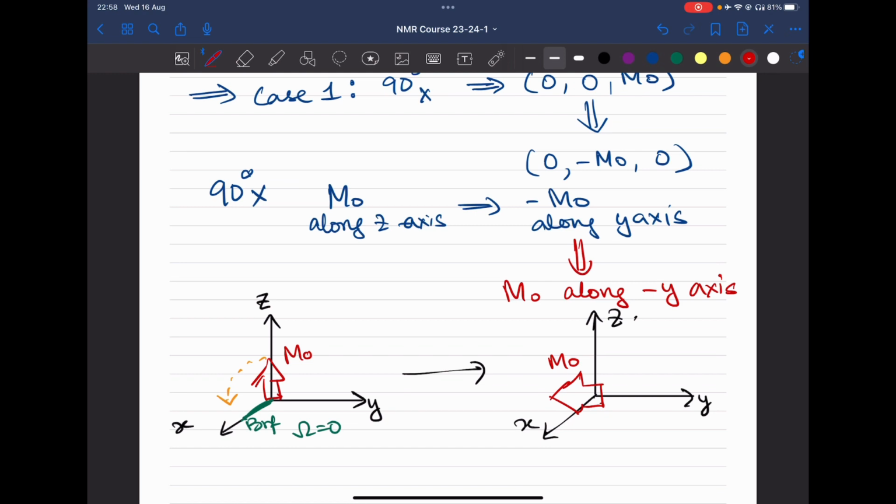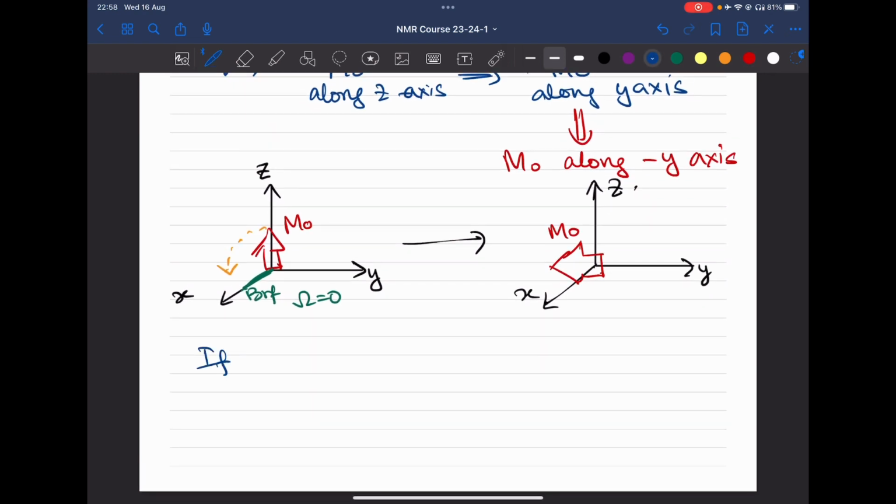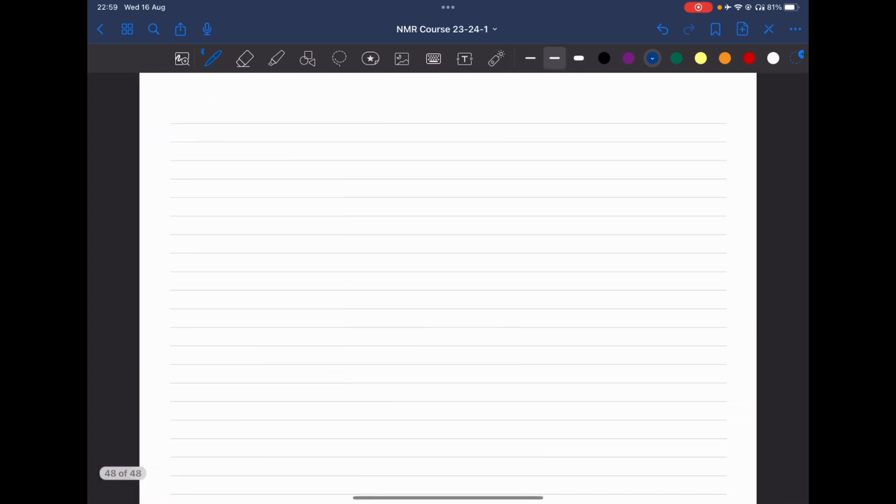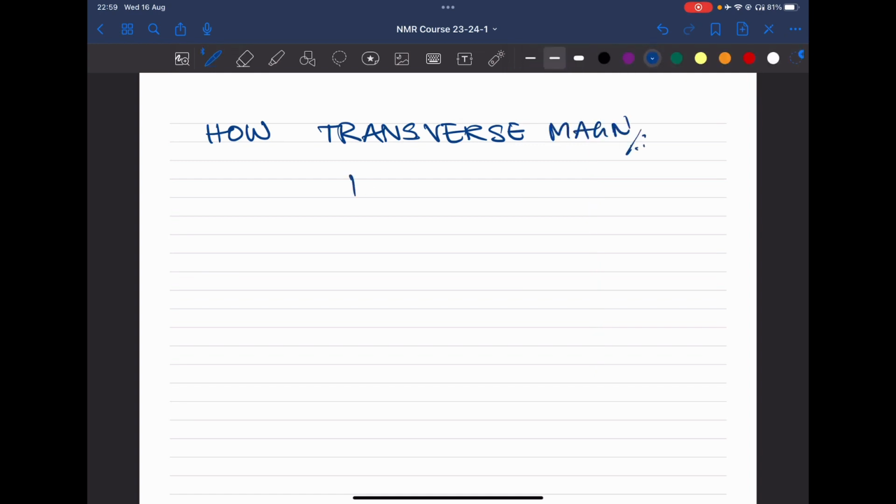And we also were able to understand, if a non-equilibrium state exists, how longitudinal magnetization recovers. Similarly, we also saw the equation for how transverse magnetization decays. These were the two things that we saw.